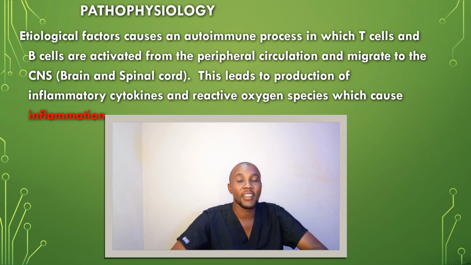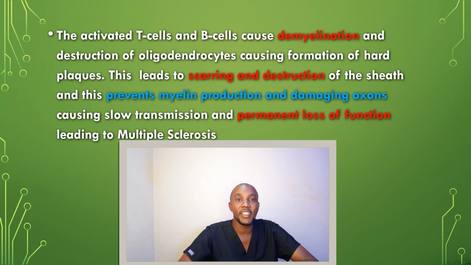When this happens, it leads to production of inflammatory cytokines and reactive oxygen species, which will cause inflammation. Activated T cells and B cells will cause demyelination, that is the destruction of the myelin sheath, and destruction of oligodendrocytes. Oligodendrocytes are cells which produce the myelin. Remember that. This causes formation of plaques.